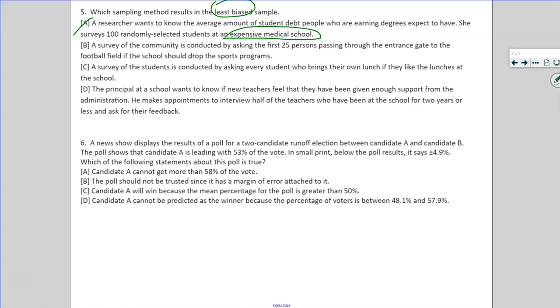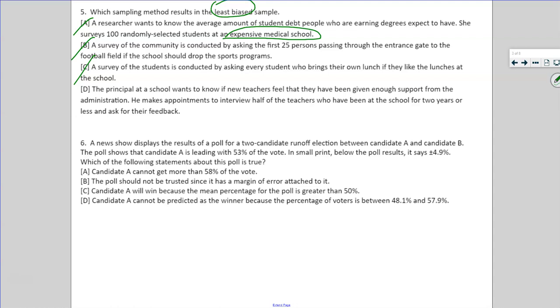B, a survey of a community is conducted by asking the first 25 persons passing through the entrance gate to the football field if the school should drop the sports program. Again, this is pretty strongly biased, right? They're going to the sports game that they are going to watch, and they're asking them if they should drop the sports program. C, a survey of the students is conducted by asking every student who brings their own lunch if they like the lunches at the school. Again, if they're asking people that make their own lunch and don't eat the lunch at school, that is not the most accurate data, if they bring in their own lunch and they never eat lunch at school.